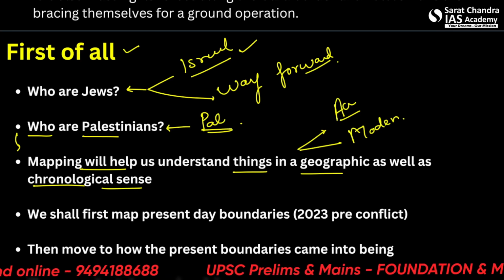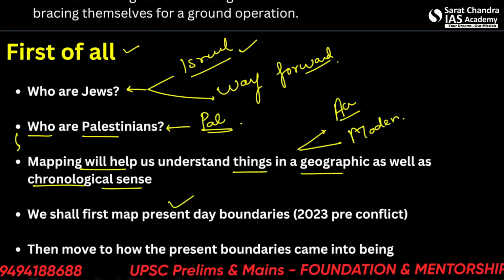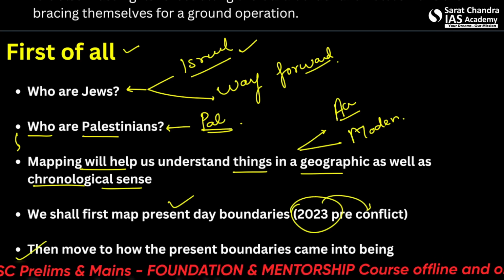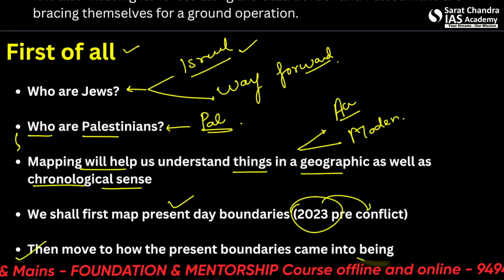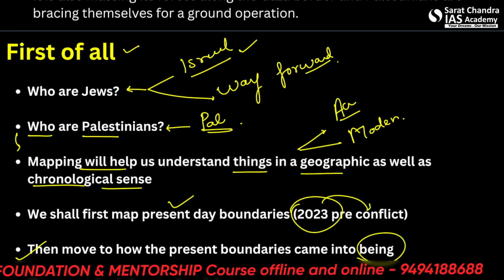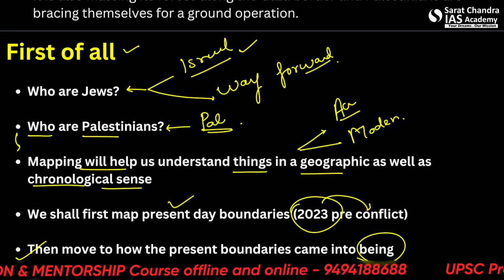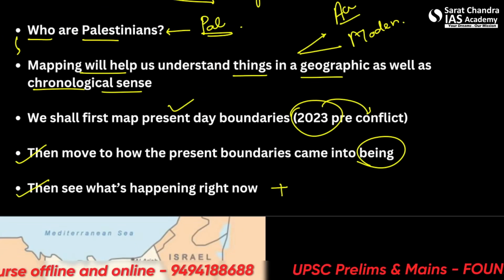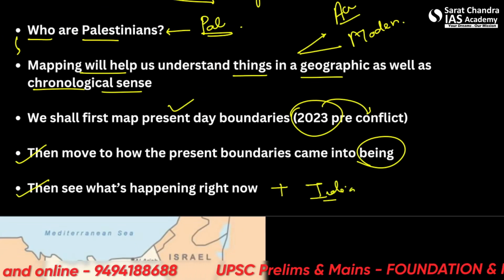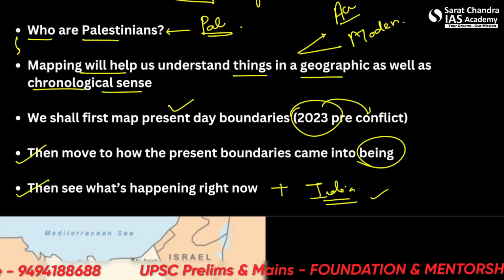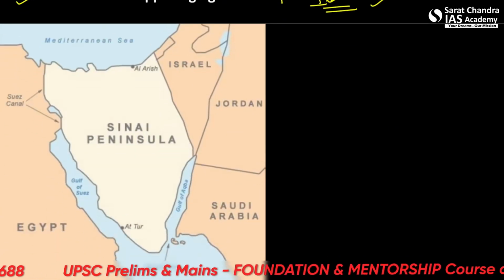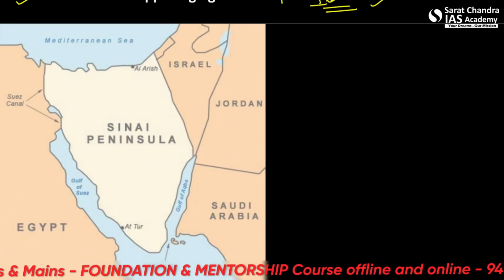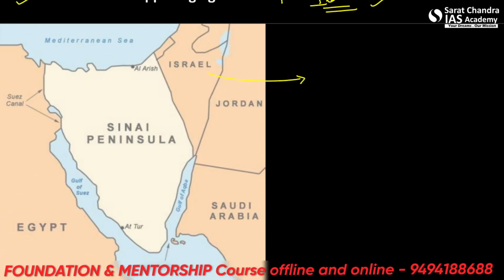So to begin with, we shall first map the present day boundaries that are in 2023 pre-conflict. Then move to how the present boundaries came into being in the first place and what phases or what chronology they went through. Then we'll see what's happening right now, along with which we'll see India's perspective on the situation and what lies in the future. Now coming to the mapping portion, we start with the Israel. So this is the country of Israel.